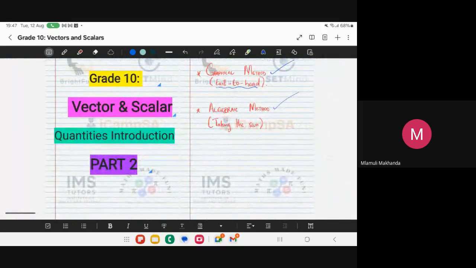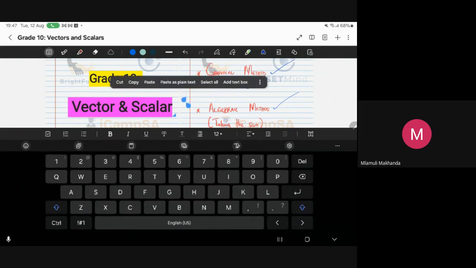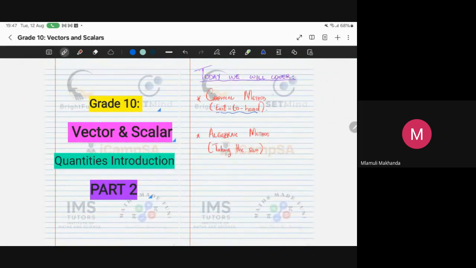So today we're able to do the graphical method and the algebraic method. Yep. All right. See you guys on our next lesson.